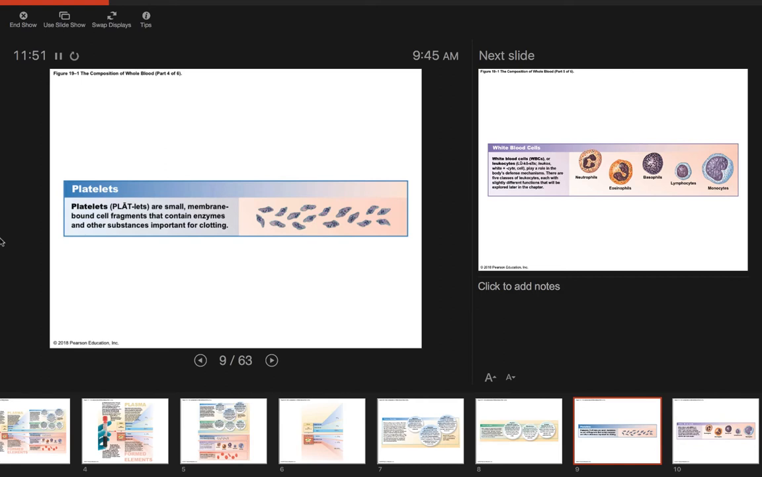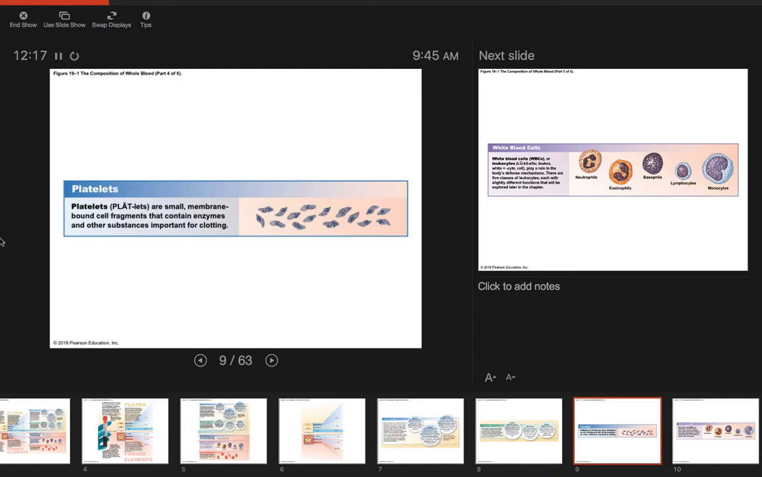Platelets, the reason why we don't just say cellular, this is why we say formed elements instead of just cells, is because the platelets aren't complete cells. They're actually just little tiny fragments of cytoplasm and cell membrane that have been pinched off of a bigger cell. That's what platelets are.